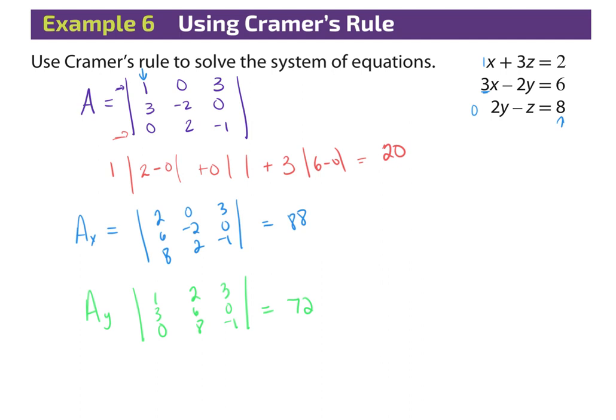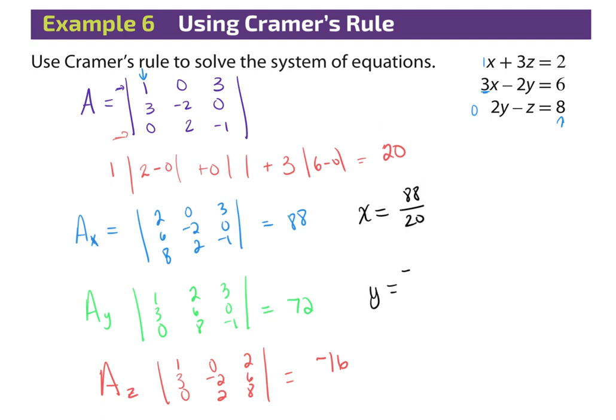And then I'm going to do the same thing with my Z. All right. And so I'm going to leave the first and second column alone, and I'm going to replace the third column. And then I'm going to do it again and find that guy, which is negative 16. All right. So I have all these. To find my X value, my X is going to equal this 88 divided by the 20. My Y is going to equal this 72 divided by the 20. And my Z is going to equal this negative 16 divided by the 20.